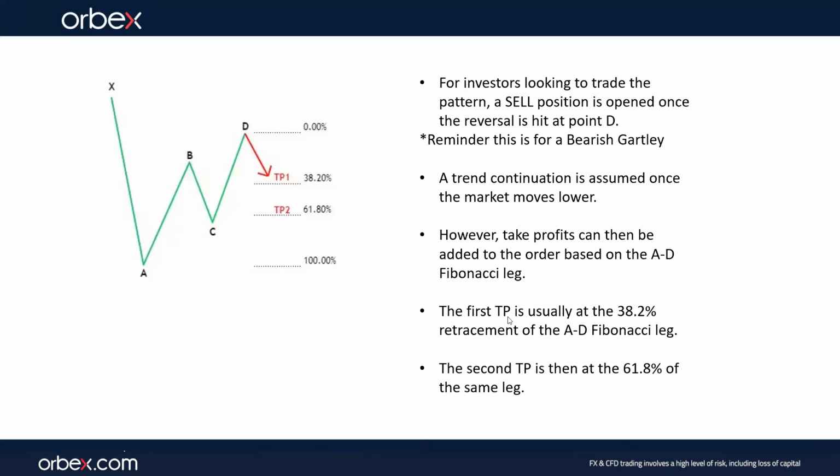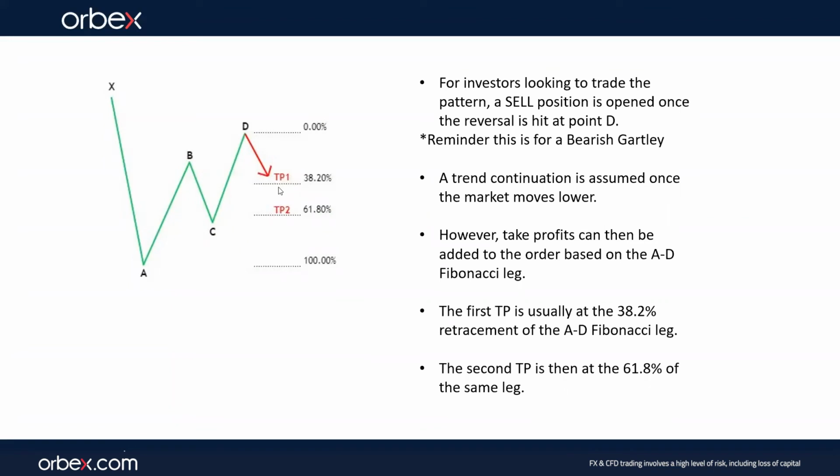So the first take profit is usually the 38.2 retracement of the AD Fibonacci leg. So what we've got here, we've put a Fibonacci retracement in of A to D. So I've started here and moved it all the way to point D. So just a reminder that the whole point of a Fibonacci retracement is because we were retracing, we're moving back to our point of origin. This is the point of origin, this is the 100%, and this is point D, this is the start. So now we're moving lower.